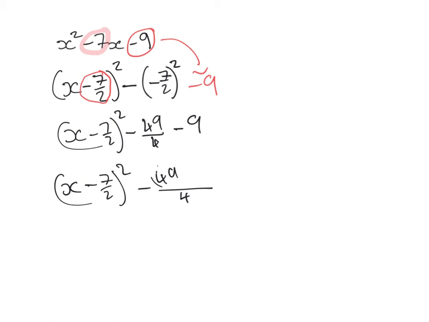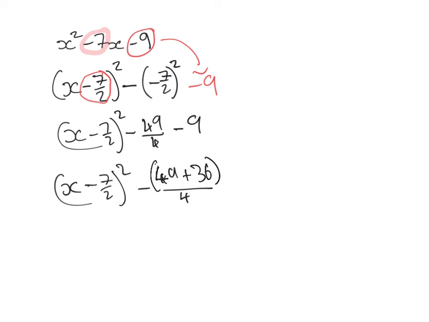Why did I put that there? Minus 49 over 4. Where's my keys gone? Minus 49 over 4. Okay, oops. And then we're adding that, aren't we? So that's 36, because 4 9s are 36. 9 is 36 over 4, isn't it?